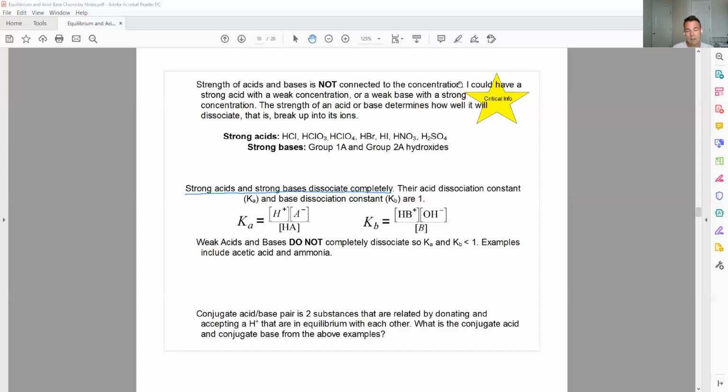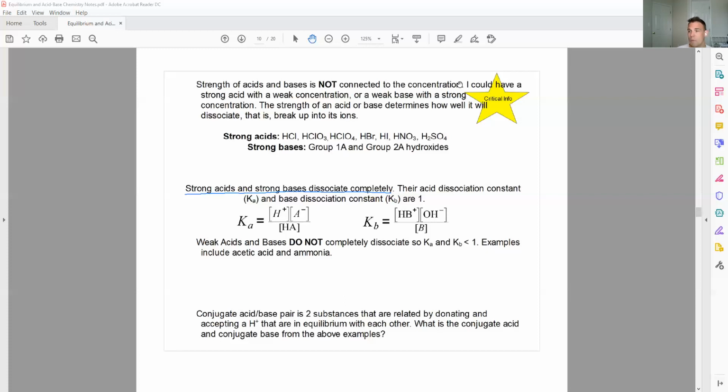And you can see your dissociation constants here. For an acid, Ka is going to be the hydrogen ion times the anion, so that's why it's negative, over the acid. And then for the Kb, it's going to be the protonated base, which is whatever the base was with a hydrogen on it, times the hydroxide ion, over the base itself.